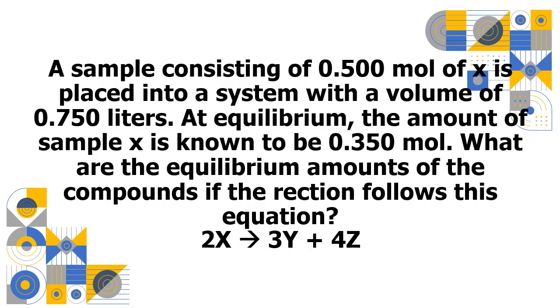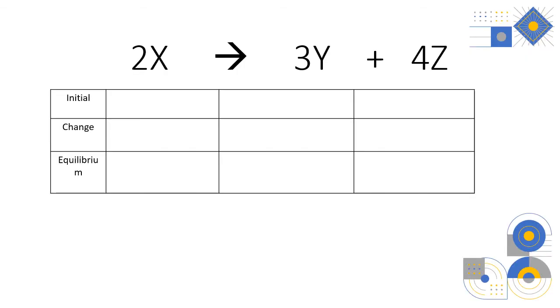Let's do another example. A sample consisting of 0.5 moles of X is placed into a system with a volume of 0.750 liters. At equilibrium, the amount of sample X is known to be 0.350 moles. What are the equilibrium amounts of the compounds if the reaction follows this reaction? Of course, let's first write our reaction, and then let's write our given.